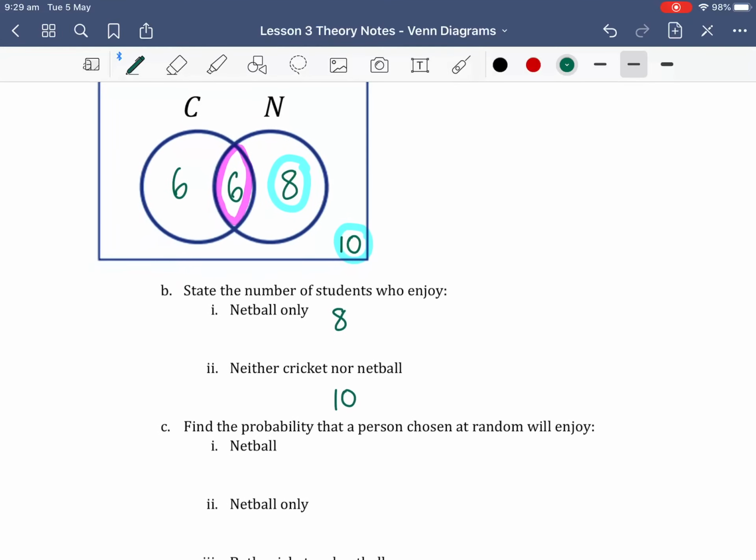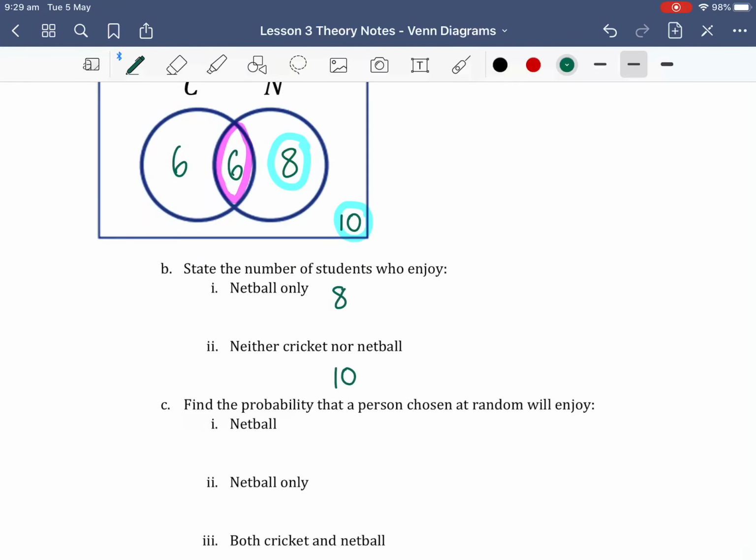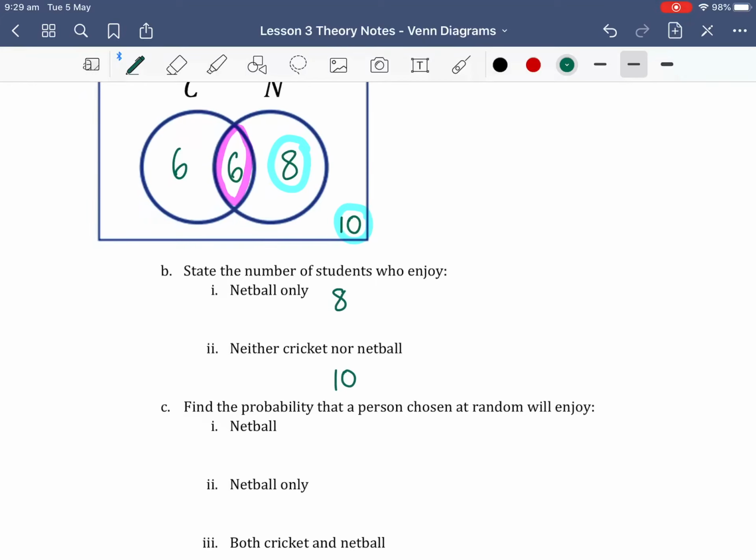Then we want to find the probability that a person chosen at random will enjoy netball. So in this case, we don't care whether they like netball or cricket. So we're trying to find the probability of netball. So we don't care whether they like netball and cricket or they just like netball. So we were told in the first place that 14 people will enjoy netball out of the 30. So we're at 14 over 30. Put that into a calculator. See if it can simplify down, and it can, to 7 over 15.